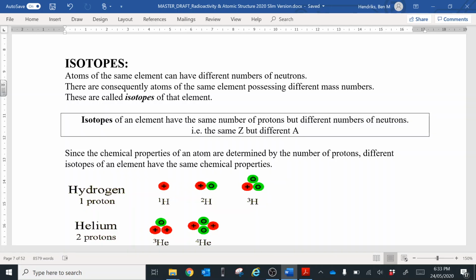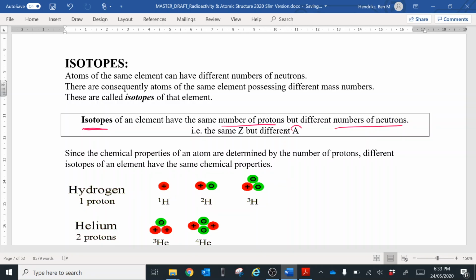So moving on to isotopes now. We said before that elements all have the same number of protons. But if we change the number of neutrons in that atom, then we get what is called an isotope. So an isotope of an element has the same number of protons, so it's still the same element, but a different number of neutrons. And that means it has a different mass number.